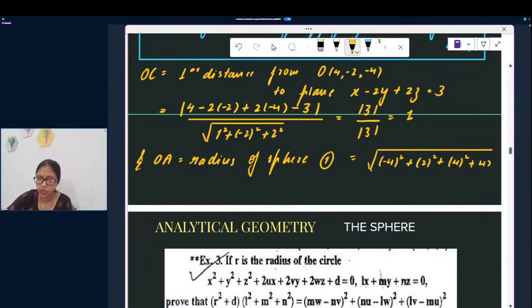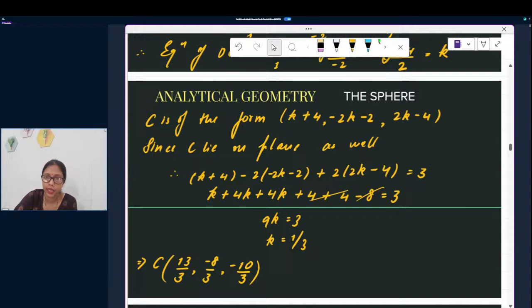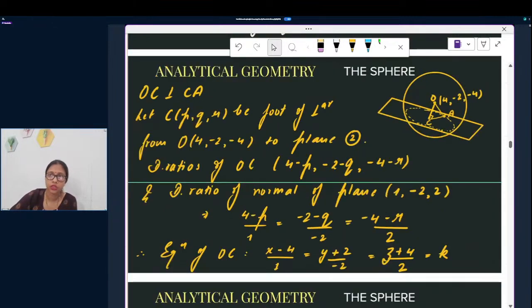Plus 45. Tell me what it is. I think it is root of 16 plus 16, 32, plus 36, 36, 81. So 9. Yeah, it's 9. And now you can apply Pythagoras to get the radius CA. Okay, tell me what CA is.